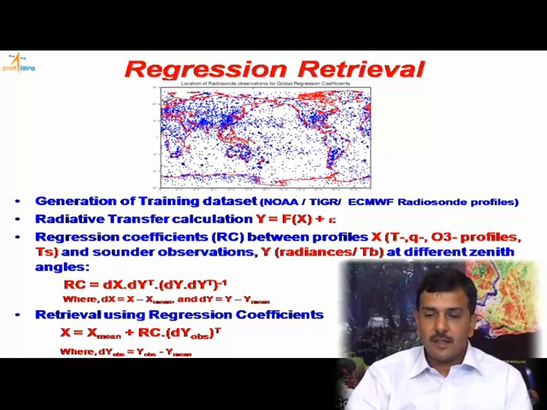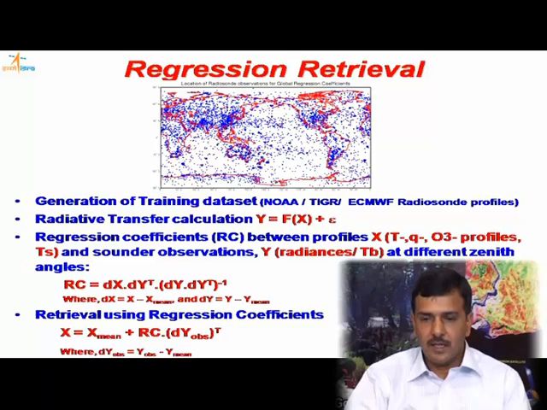But because this is using a forward model, that is the radiative transfer model, we have to add an equivalent noise which corresponds to your satellite sounder. So if you add that equivalent noise into your forward model simulated radiance, you get a complete data set of X, that is the radiosonde profile, and Y, that is the radiance measurement. Now this is your training data set.